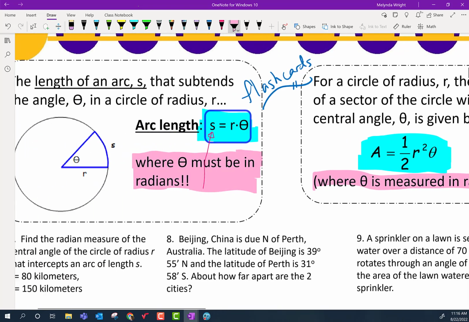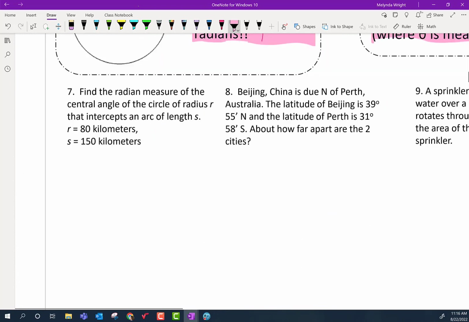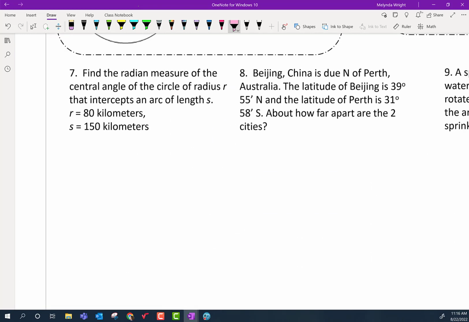Okay, so let's go to example number 7. Here we want to find the radian measure of the central angle of a circle of radius r that intercepts an arc. Okay, this is a fancy word. Let me show you what it means.